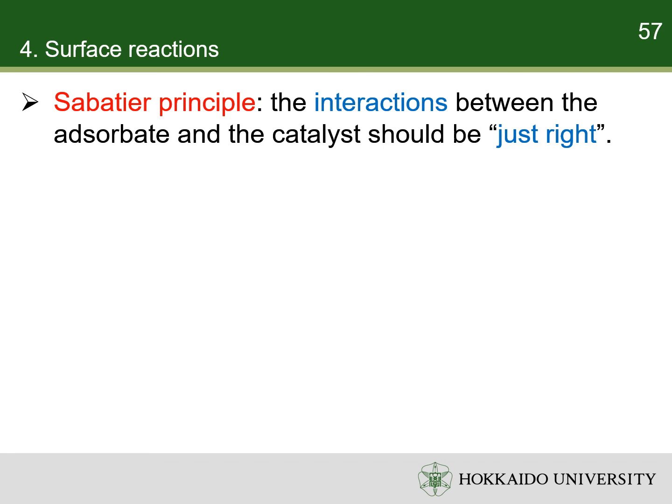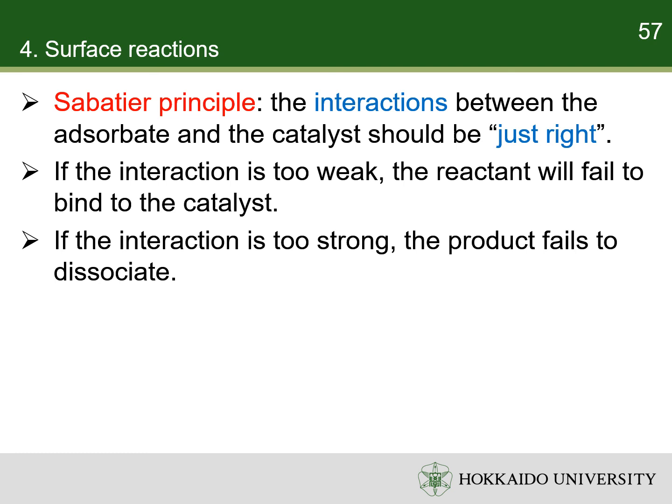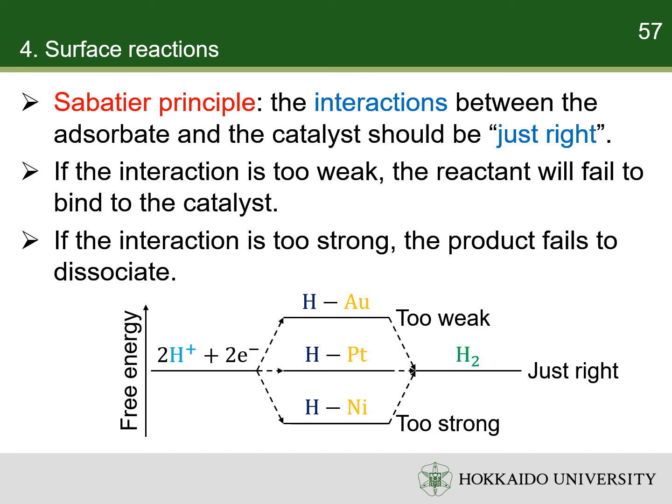The Sabatier principle is a qualitative concept in heterogeneous catalysis. It states that the interaction between the adsorbate and the catalyst should be just right. That is, neither too strong nor too weak. If the interaction is too weak, the reactant will fail to bind to the catalyst. On the other hand, if the interaction is too strong, the product fails to dissociate. For example, platinum has just the right interaction with hydrogen. So, platinum is the best electrocatalyst for electrochemical proton reduction. In contrast, gold has too weak an interaction, while nickel has too strong an interaction with hydrogen.